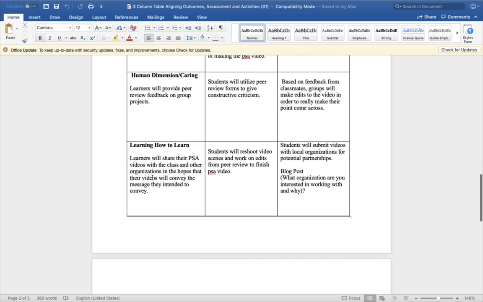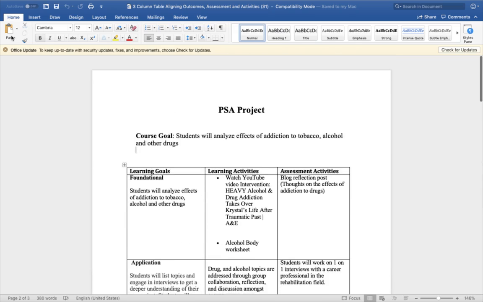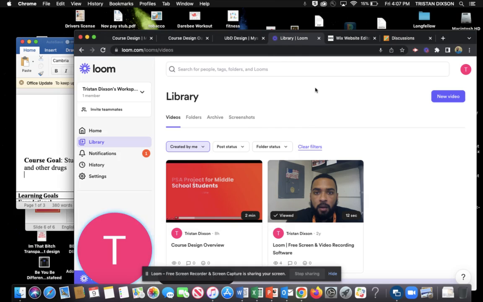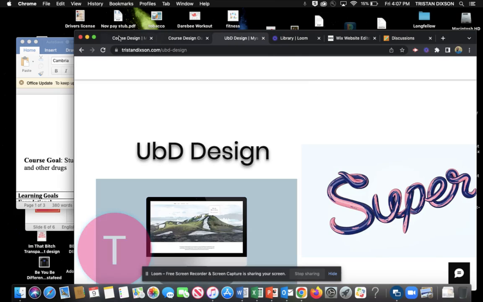And then the last stage of the 3-column table is to learn how to learn. And in that stage, that's where they're able to, if they need to reshoot, reshoot their videos based off the feedback that they receive. And then also they want to share those PSA videos with the organizations for potential partnerships. All right, and that's the 3-column table.